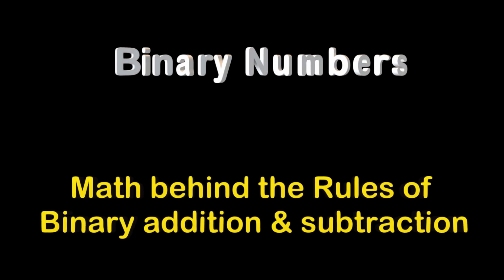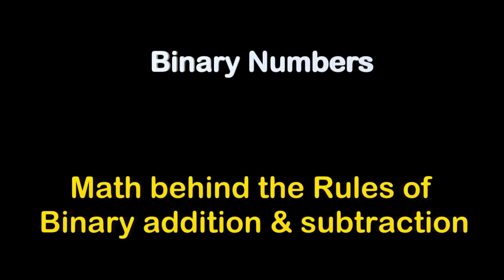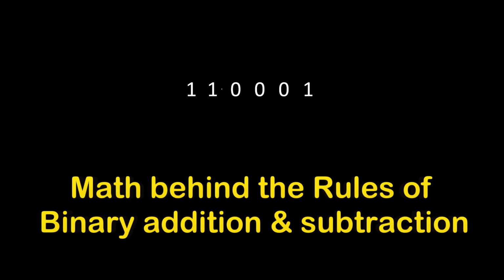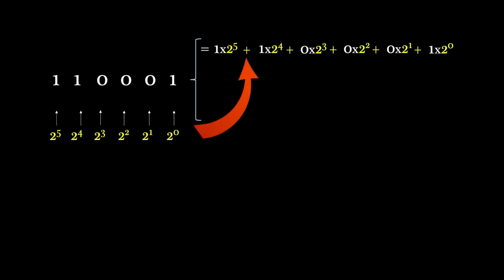We all know about binary numbers. They are expressed in terms of zeros and ones. So you can have binary numbers like 110001 or 100011. So what does 110001 mean? It means that the ones and the zeros are multiplied by the respective powers of 2 and added to get the equivalent decimal number.